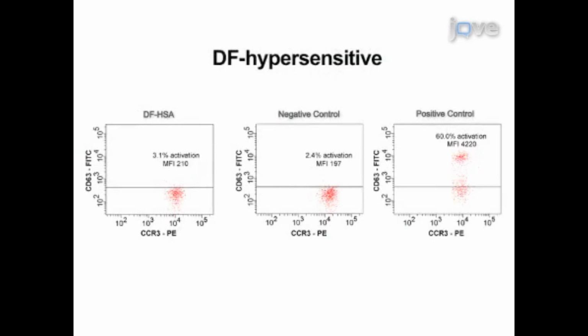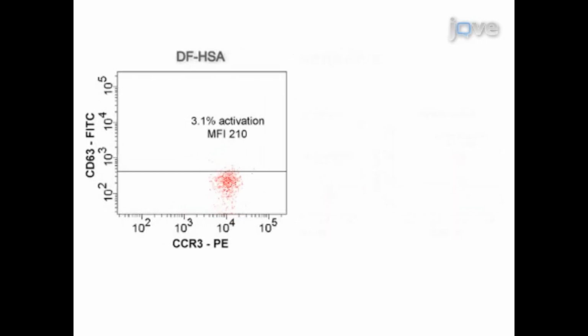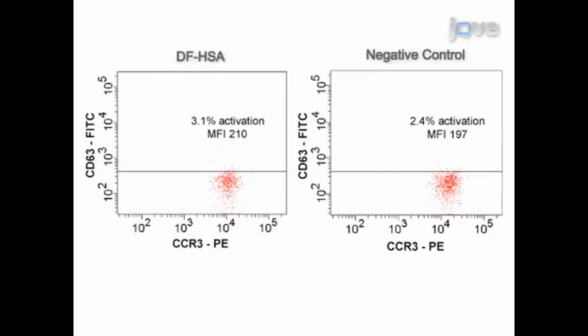In contrast, using the DF conjugate, only 3.1% of the basophils were activated, which was below the 5% cutoff. Also, the MFI increased only by a factor of 1.1, from 197 for the negative control to 210.